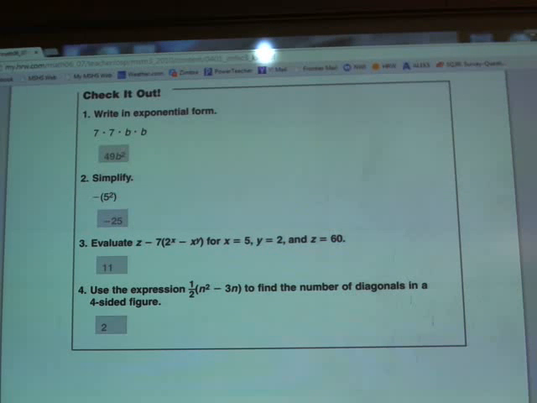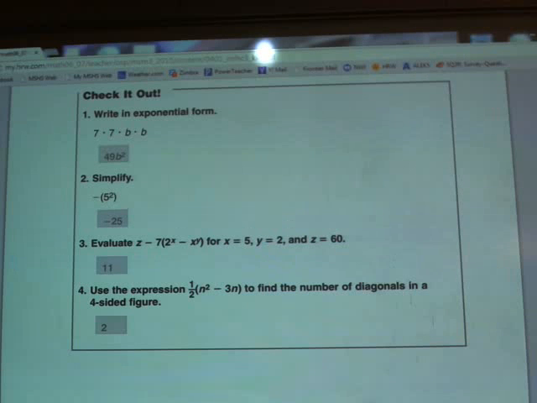Now, number 1 here in the check it out is a little bit different than the question we did earlier. They're asking me to write this in exponential form, and they've given me 7 times 7 times b times b. We really haven't done a lot in this presentation or in this section with variables and exponents, but it doesn't really function any differently than the numbers. It's just they actually simplify a little bit easier because we don't really need to multiply.